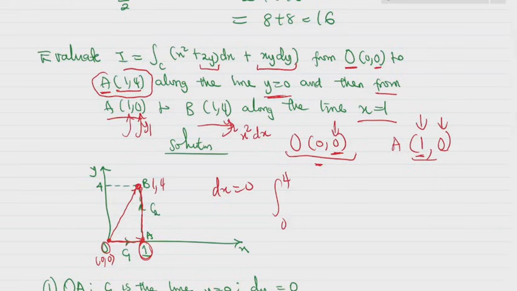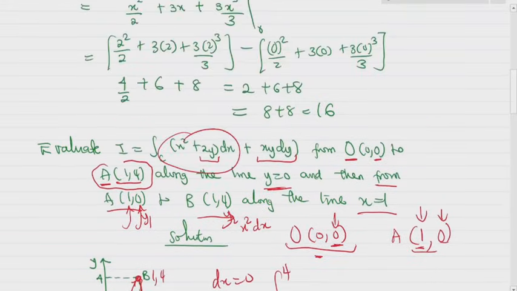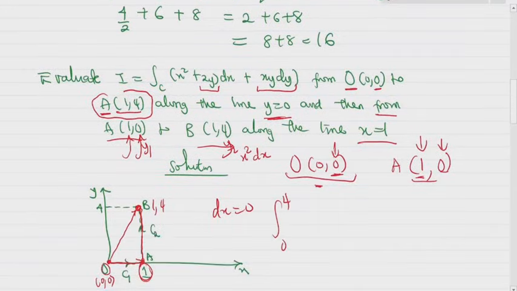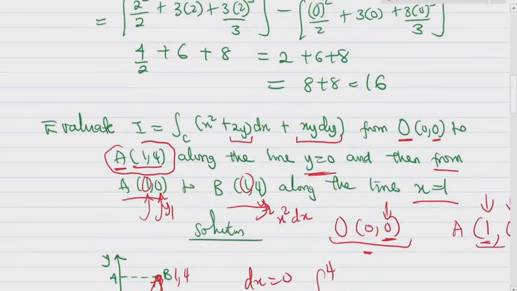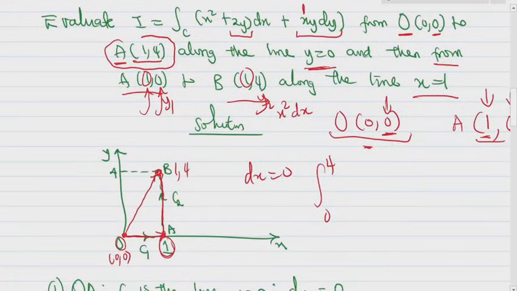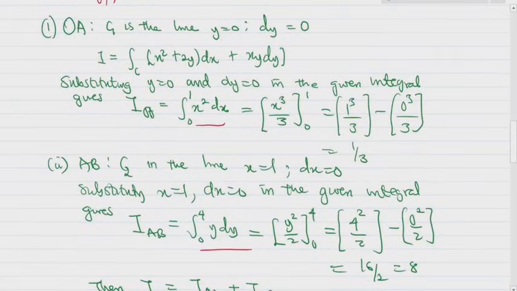Now, anywhere you see dx, you put 0. So that means that all this first term here will go, right? Then anywhere you see x, you put the constant value. So x is not changing. What's the constant value? It is 1. So anywhere you see x, you put 1. So you put 1 here now. So 1 times y dy. That will be your second integral. So that's what we have here: y dy from 0 to 4.